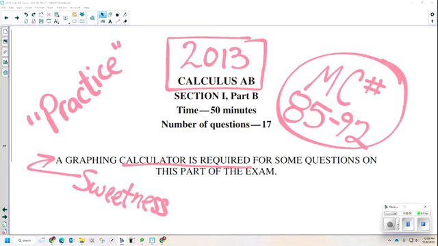We are going to continue the 2013 AP Calculus AB practice examination that College Board gave us. We are going to finish the final 8 problems from Section 1, Part B. That's problem number 85 through problem number 92. And hey, guess what? A graphing calculator is required for some of these questions.